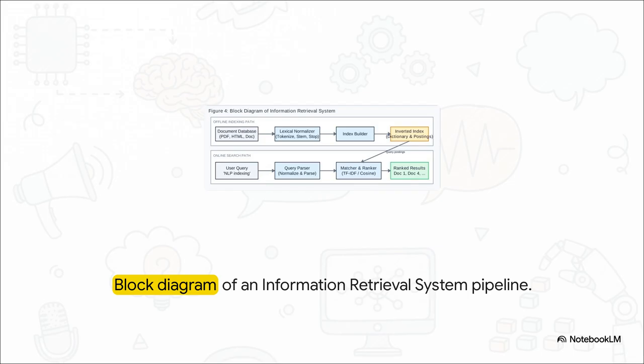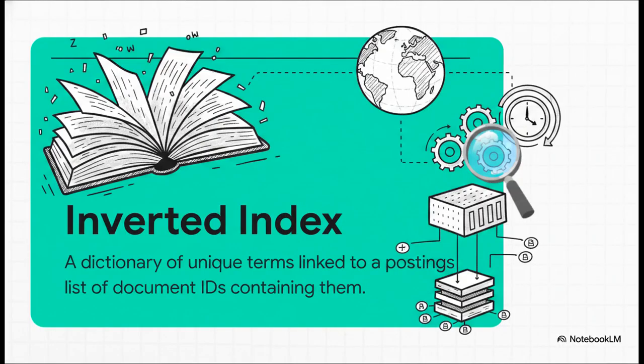The heavy lifting doesn't actually happen when you type a query. It happens way before that, in the offline indexing path up at the top. The system is constantly parsing billions of documents, normalizing the text, and building an index long before you ever ask it a single question. The online search path at the bottom, that's really just matching your parsed query against the index it already built.